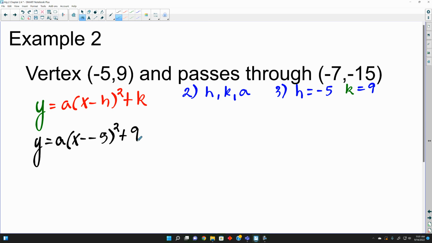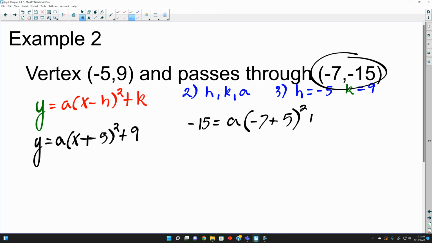Not interrupting anything? Yeah? Okay. Here, the negative and negative would make a plus. Any questions on how we got to this point? So to find a, the last part we have to plug in for x and y. So y would be negative 15 equals a times (-7 plus 5) squared plus 9.